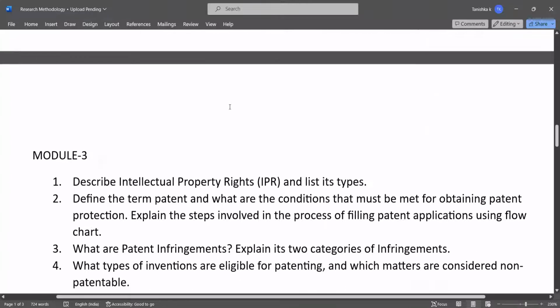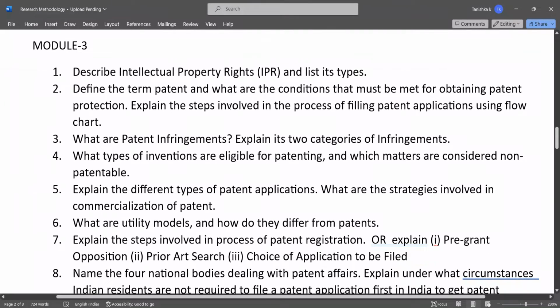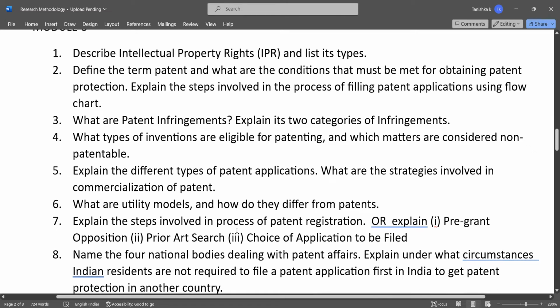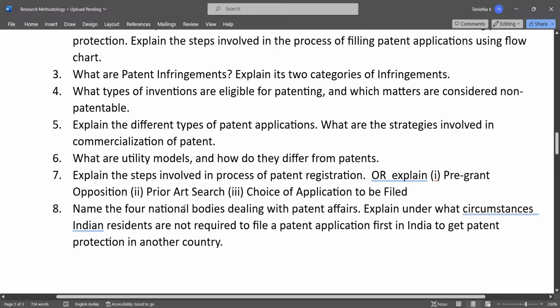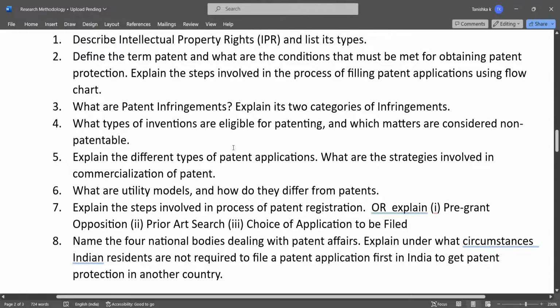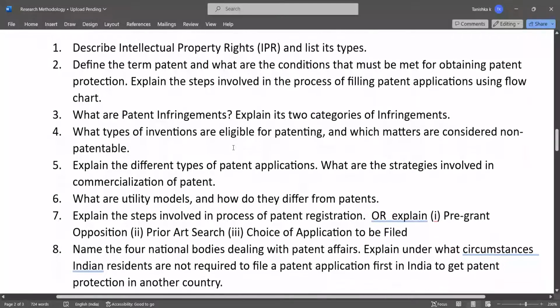Okay. Then next, module 3. So in module 3, the important questions are the intellectual property rights and its types, then about patent, the term patent, then what are the conditions for obtaining patent protection, then steps involved in the process of filing a patent application using flowchart, then patent infringements, then types of inventions that are eligible for patenting, then different types of patent applications, then utility models, then steps involved in the patent registration, then name for national bodies. So here there are 8 questions. Study at least 6 questions.